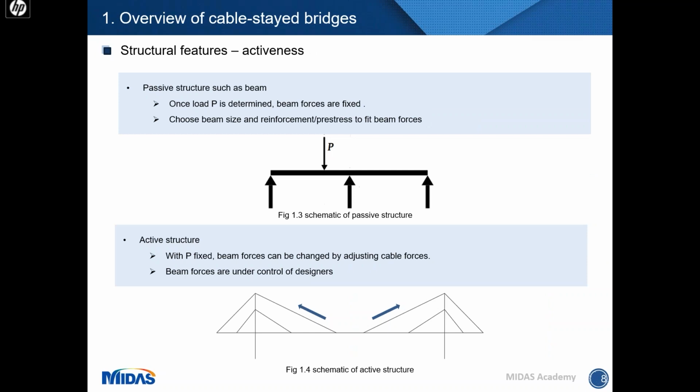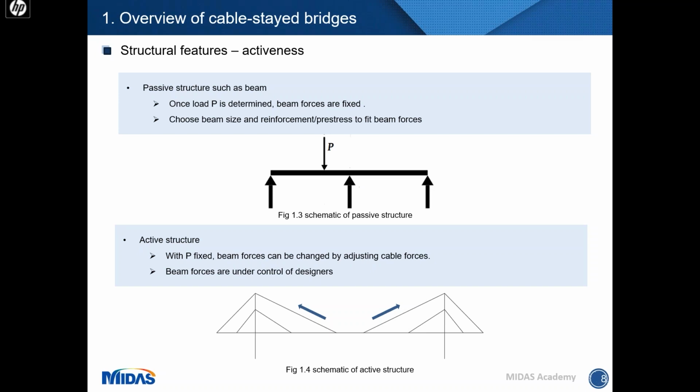Another structure feature is activeness. Active is the opposite of passive. For some passive structures, such as a beam bridge, once the node P is fixed, the beam forces will be fixed. So we cannot change the beam forces. We can only accept the beam forces.